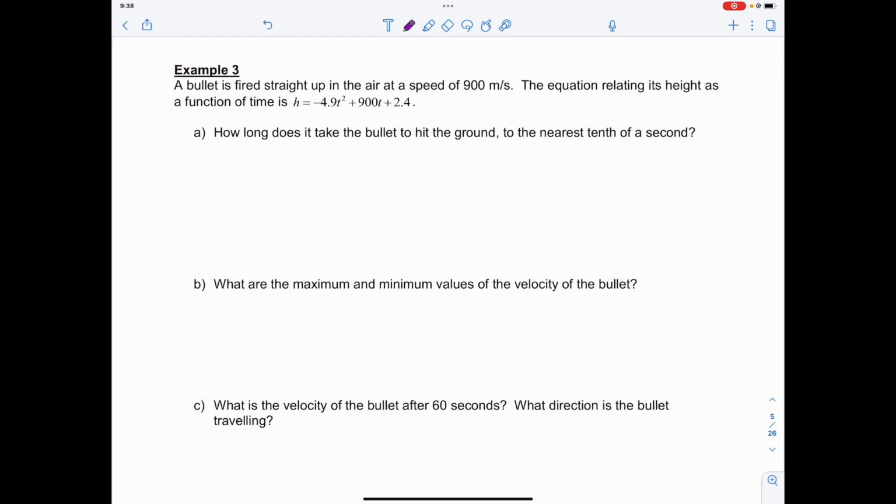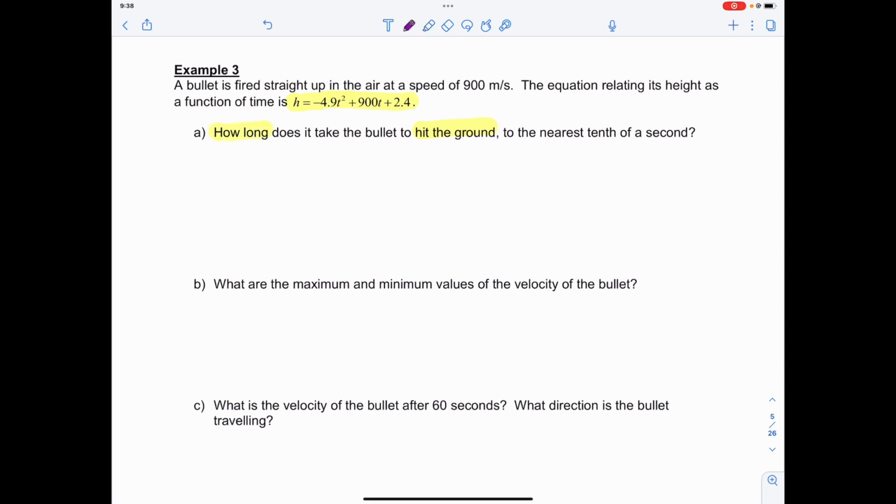All right, let's take a look at one last example. A bullet is fired straight up in the air at a speed of 900 meters per second. The equation relating its height as a function of time is h equals negative 4.9 t squared plus 900 t plus 2.4. The first question it asks is, how long does it take for the bullet to hit the ground to the nearest tenth of a second?